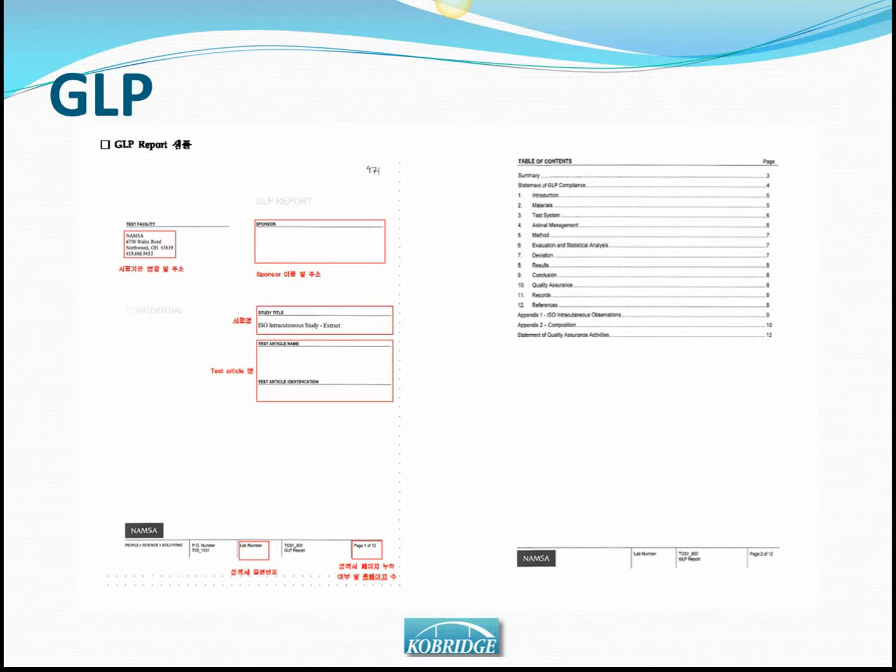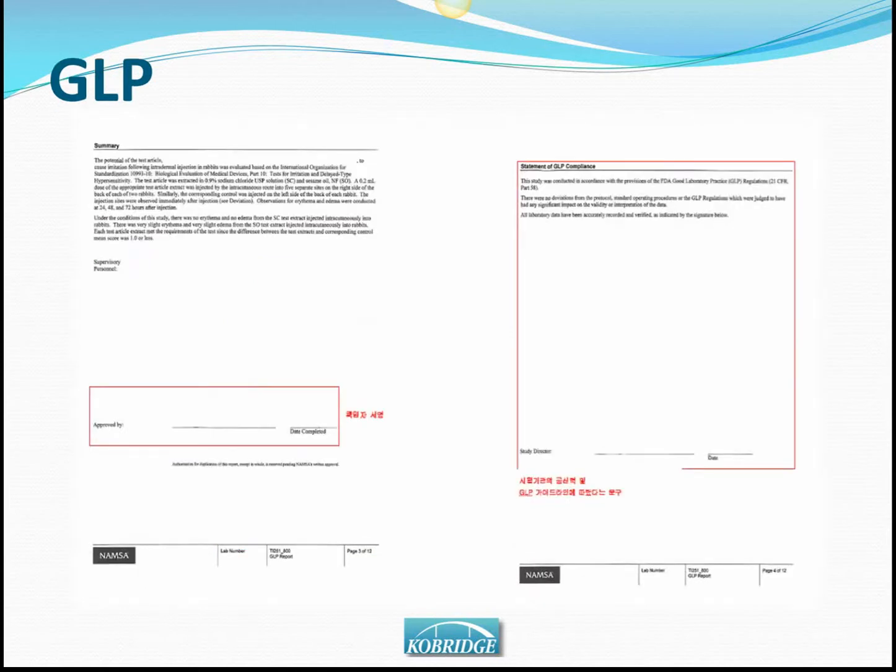Here we have an example of the famous NAMSA, where the identification of the lab should be clear. Also there should be the sponsor, then the title of the study, the test article should be mentioned, and then some footer reference which would include the page number, etc. The approval section should contain an approval of the report, and then a clear statement about the compliance.